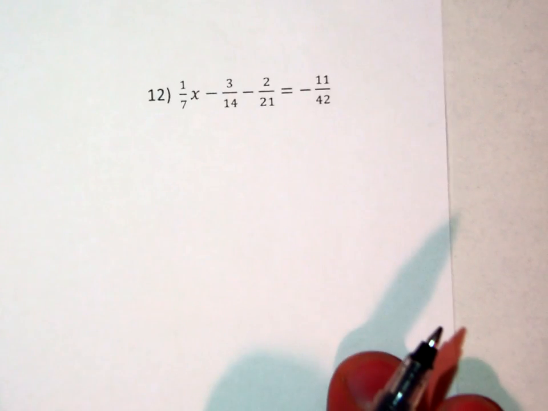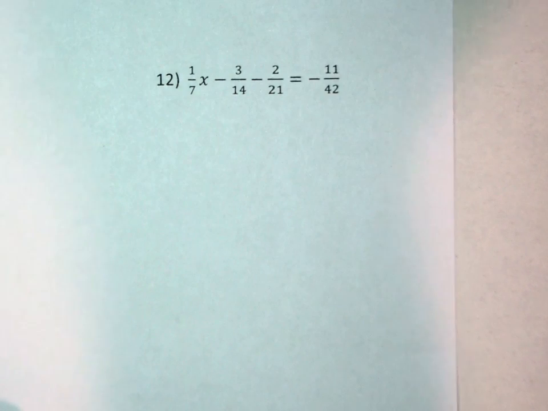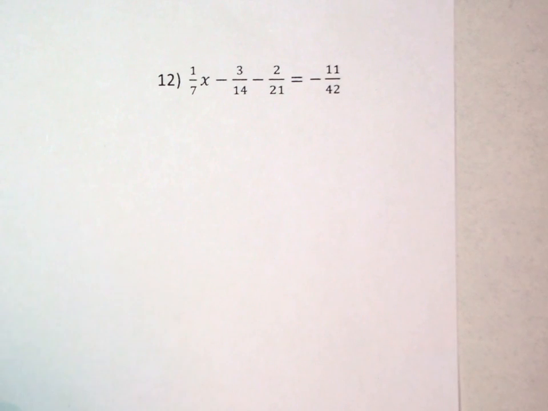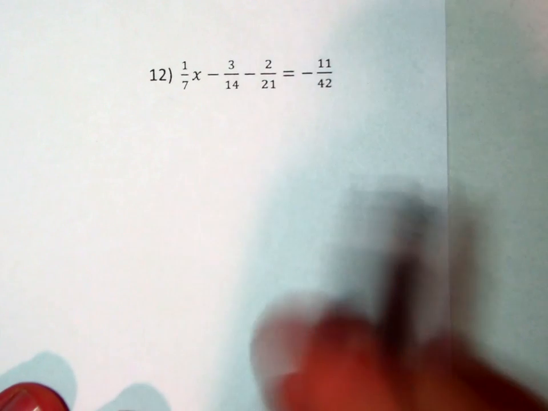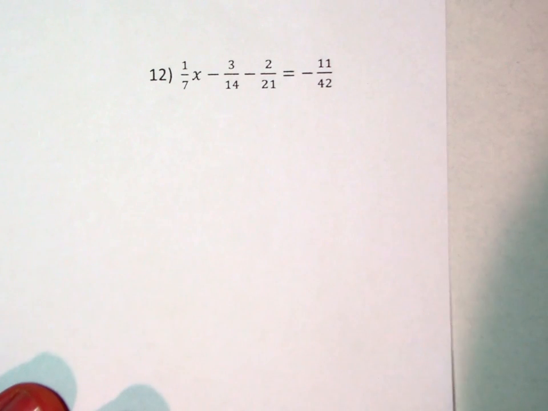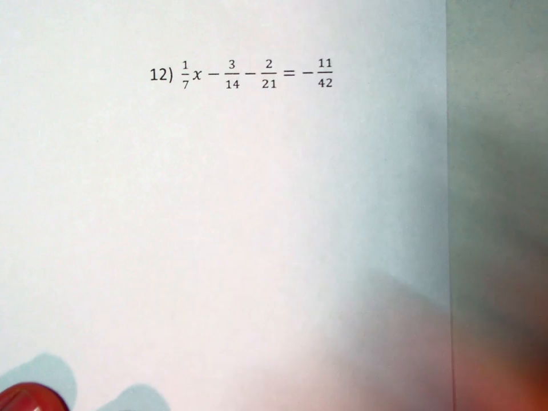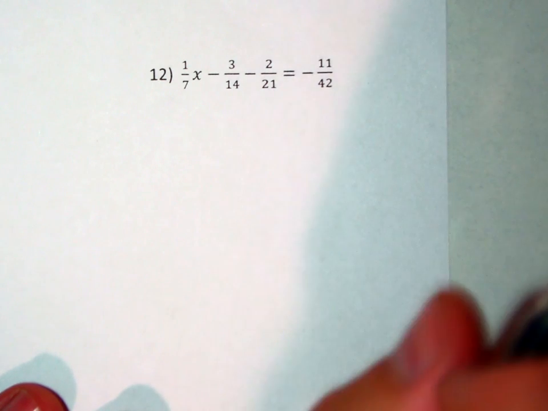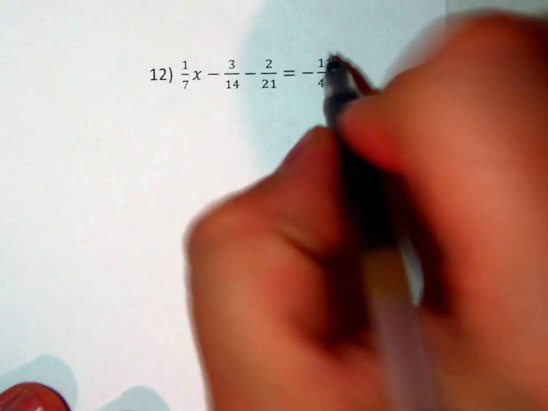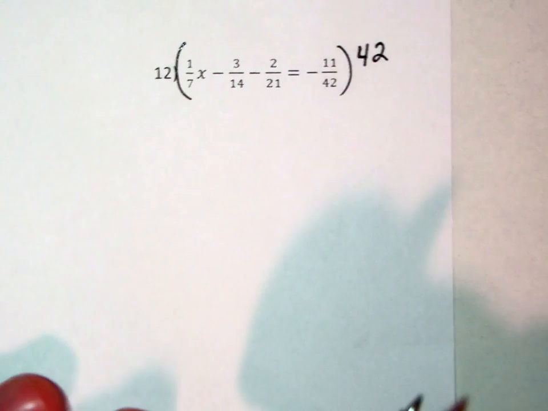Next we're going to do number 12, because I wanted to give you one that had multiple fractions in it rather than just choosing number 7, which was the first one and had fewer fractions. So I need to find my least common denominator, and I have a 7, a 14, a 21, and a 42. Well, here I'm pretty fortunate because 7, 14, 21 all go into 42 evenly, so 42 is naturally my least common denominator. And so I'm going to multiply each one of these fractions by 42.